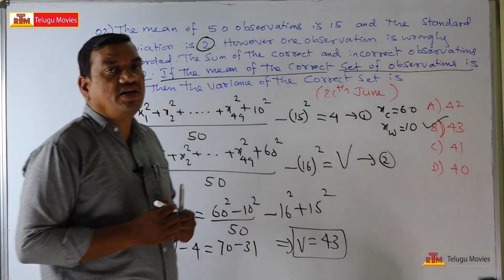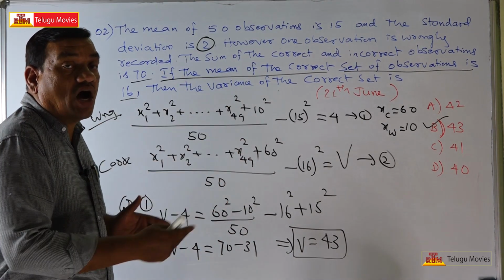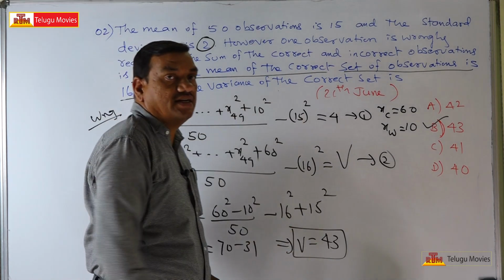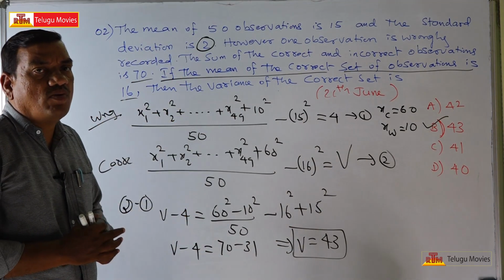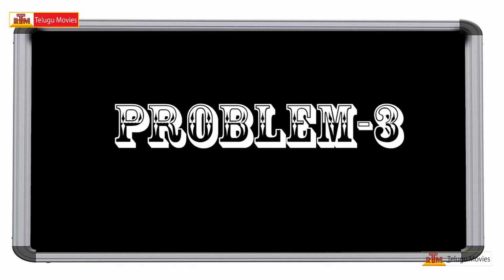So what I did, first I found the mean, and afterwards I have taken the variance. Okay, so this is a very easy problem. I hope that you understand this solution. So let us go for the next problem.